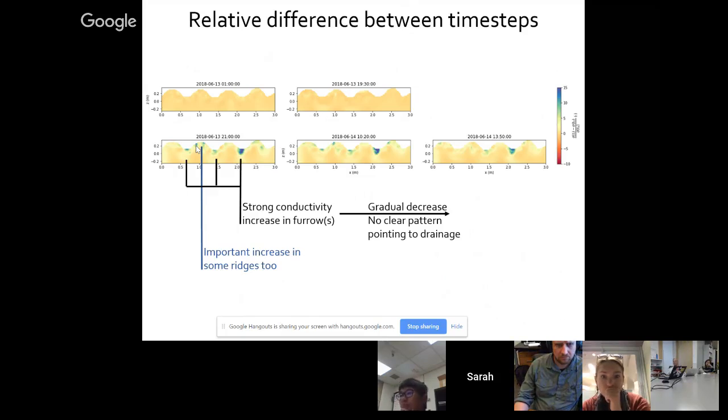What is also nice is that we don't seem to have drainage towards the bottom of the profile. There's a strong increase, but it's not going through entirely. So it might be that there is ponding or a big increase of water, but then it gradually dissipates towards the rest of the profile through capillary force. And then the ridges too, you have something there.